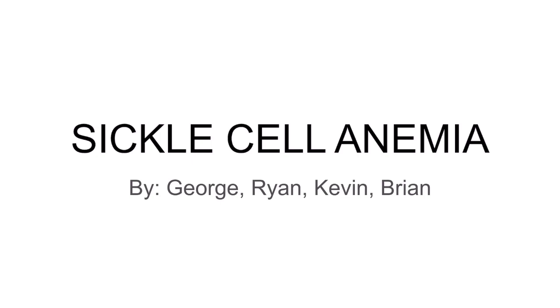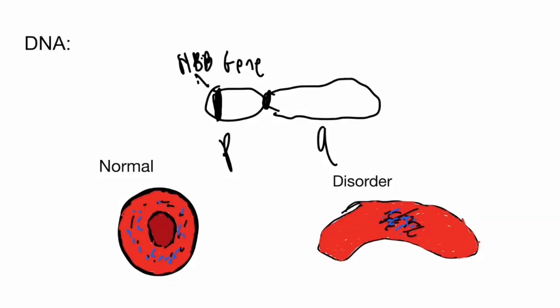Today, we're going to be talking about sickle cell anemia. Let's start off with DNA. The gene affected is called the HBB gene, and the protein affected is called beta globin. The protein's normal function is to provide instructions for making hemoglobin, which is located in red blood cells. This allows oxygen to flow through blood cells and get where it needs to go.